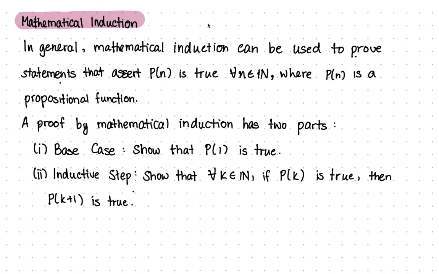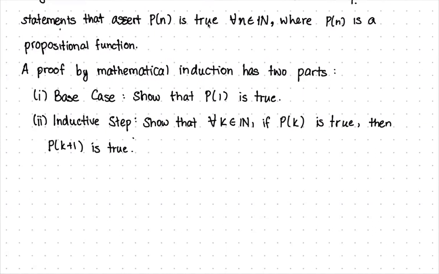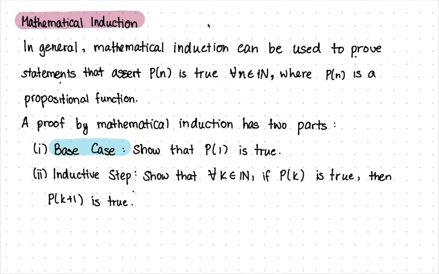The first part is usually called the base case or the basis step. Whenever we want to prove something where n is a positive integer, we want to show that P(1) is true. Once we have shown that P(1) is true, we move on to the second step, which is called our inductive step.